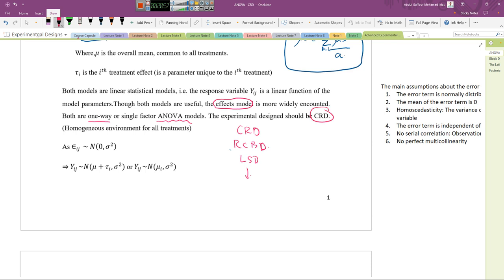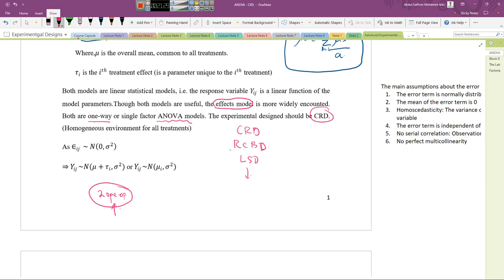So in CRD, what is the condition? For example, if you have 20 people, we assume that all these 20 people have the same features. If I take 20 people from a classroom, I assume that all are male or all are female. There is no gender variation and no other variation, so all the treatments or experimental units are in a homogeneous environment.